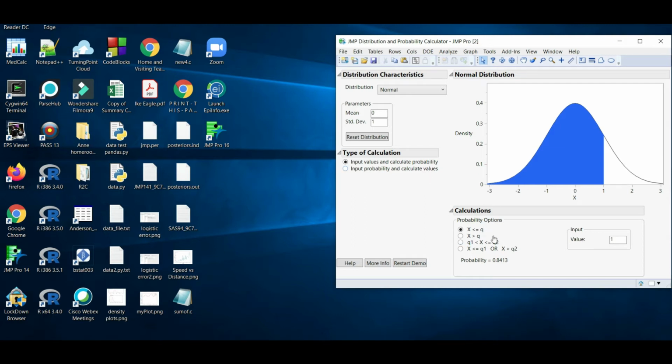Down here in the actual calculations, we can calculate where we want that area to come from. If it's less than or equal to a value along this x-axis, one of the standard normal values. If it's greater than that value, if it's between two values, or maybe I want the tail areas outside of two values. So I can specify all of that there. So let's go ahead and look at a couple of examples here.